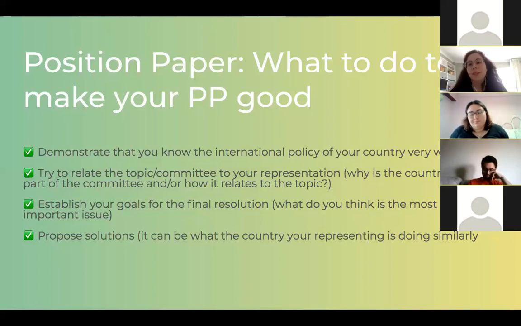Try to find the executive members of UNICEF and what their purposes are. I actually found a budget. This is all online. You'll find it easily, I swear. Not that easily, perhaps, but you will find it. It will not be hard to find a relation between the topic and committee and your representation.